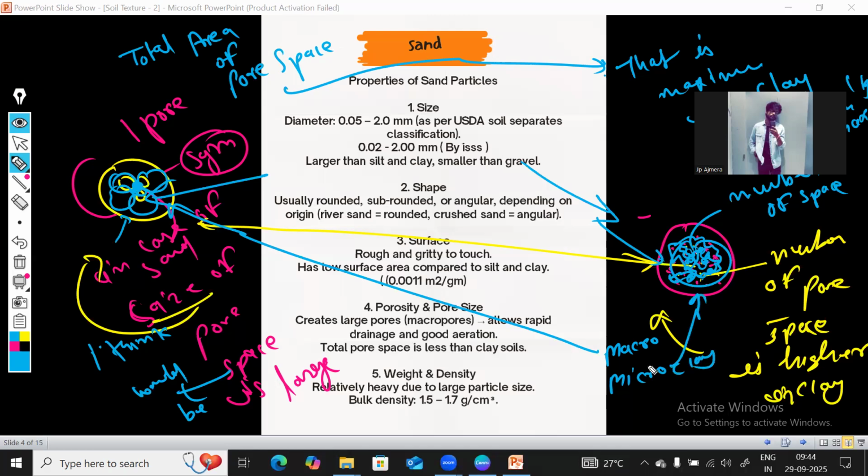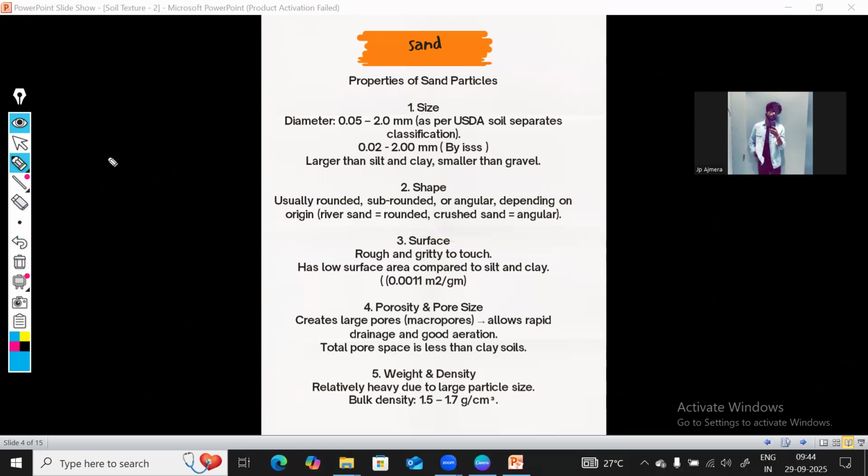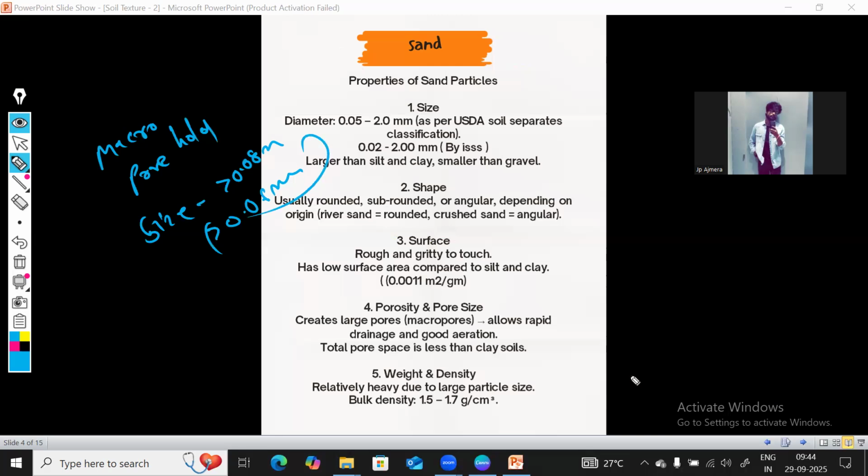So macro pore space holds sizes of more than 0.08 mm, sometimes more than 0.06. And in micro pore space, it is just the opposite, less than 0.08, or sometimes less than 0.06 mm. So simple as that.